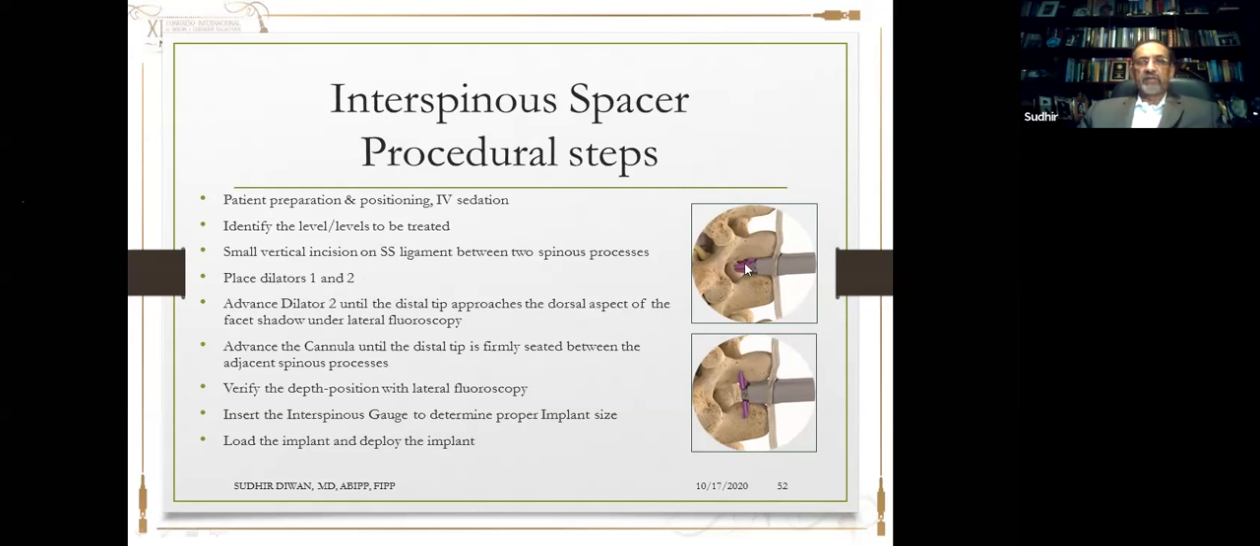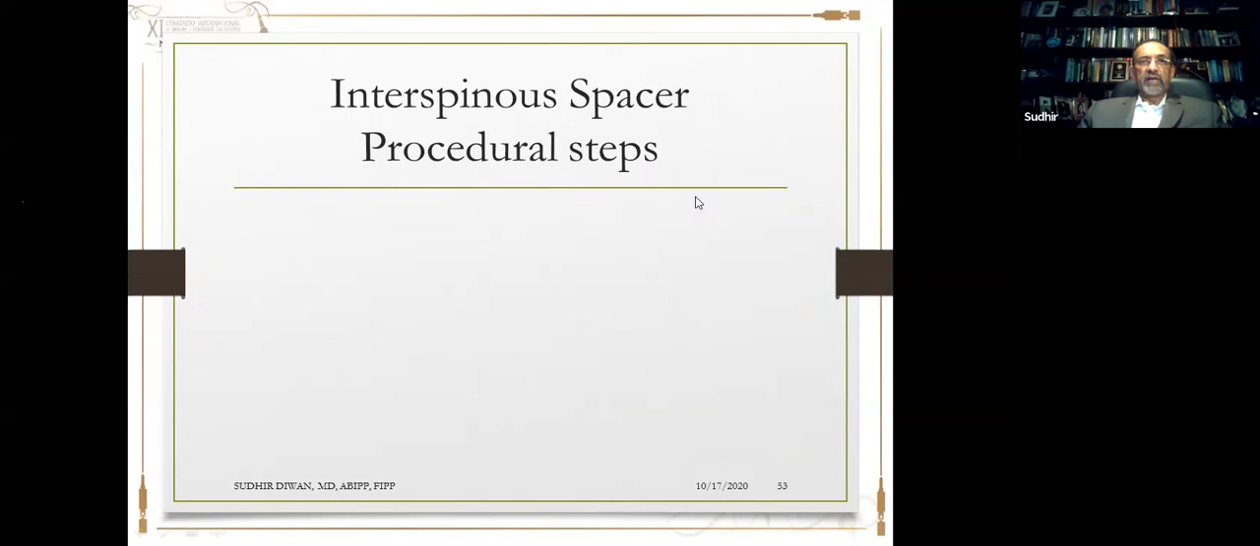This is available in 4 sizes: 8 millimeter, 10 millimeter, 12 millimeter, and 14 millimeter. So you will decide by using the pressure gauge. And then you insert the gauge, load the implant, and deploy it. It's very, very easy to do. I have just a diagrammatic presentation of the procedure.